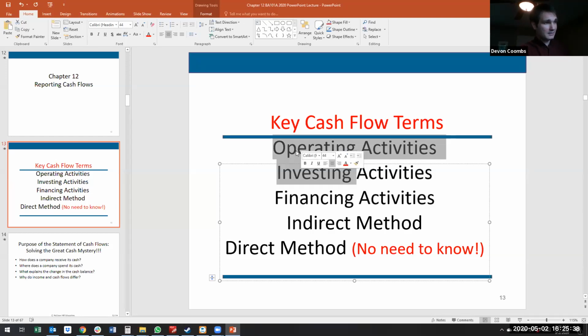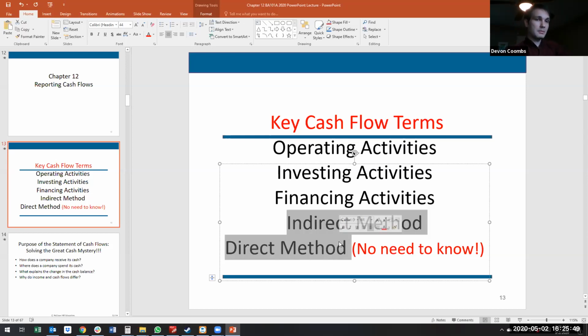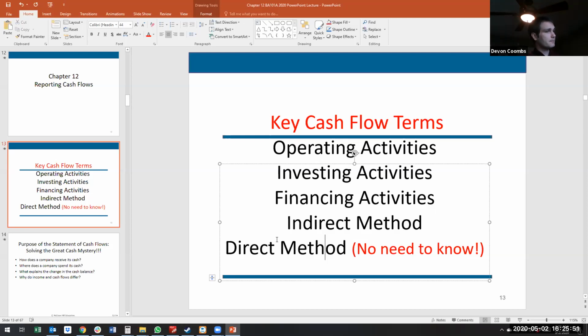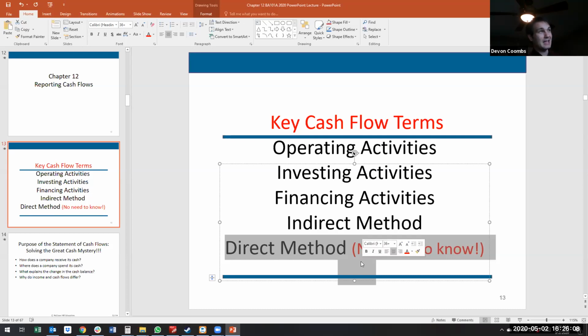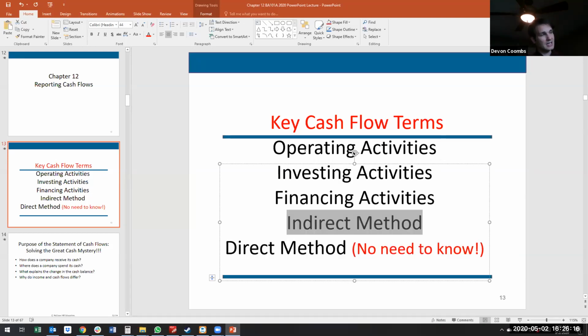So 3 key activities: operating, investing, financing. And the way we reconcile between accrual-based and cash-based financial statements is through 2 methods, the indirect method and the direct method. To give you an example, the indirect method is so common that over 90% of companies only use the indirect method to reconcile their financial statements. That's what we're going to be covering today. Very few companies use the direct method. It's very difficult to do, but if you can do it, it's very useful to understand the operations of a company. So we'll go over these 2. You only need to know the indirect method and understand these 3 activities.